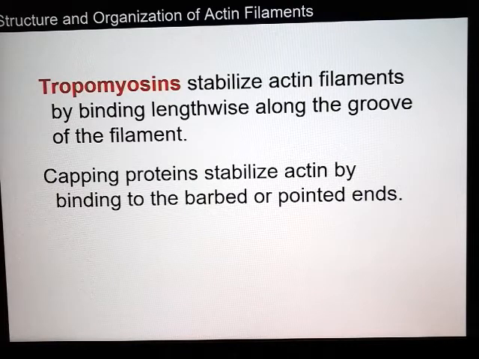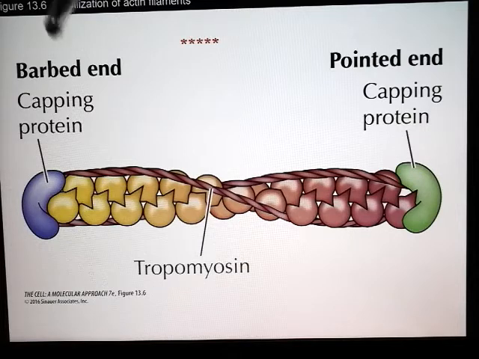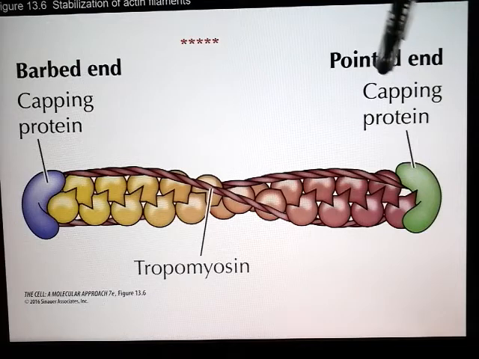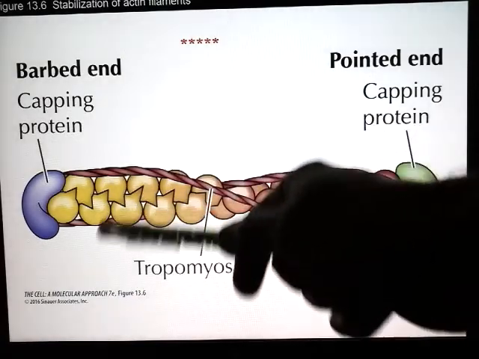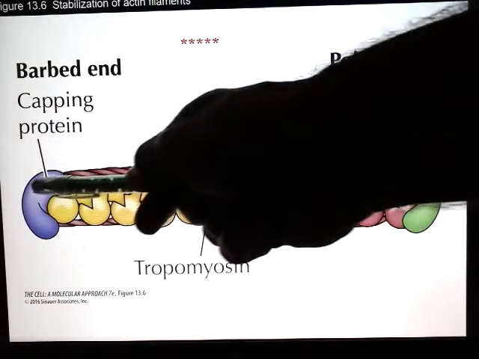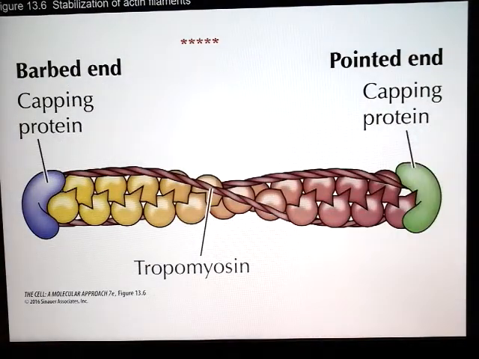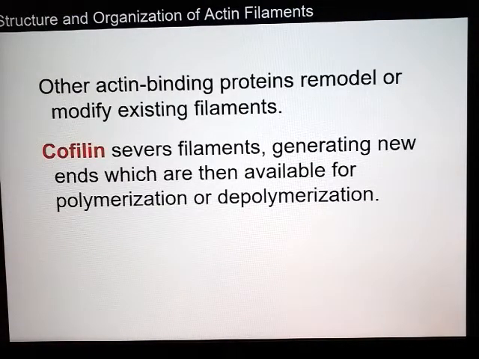Now, tropomyosins, guys, will actually stabilize actin filaments by binding lengthwise along the groove of the filament. And then capping proteins will stabilize by binding to the barbed or pointed ends. So here's your barbed end. Here's your capping protein. If you look at the pointed end, likewise, you also will have a capping protein. Interesting with the tropomyosin, if you look at it, it's almost like a cord that's wrapped around here, if you think of a rubber band that's kind of twisted with that.